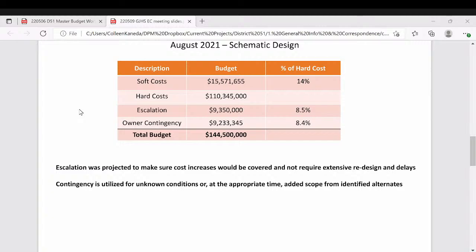Because I know all of you weren't here when we were developing this budget. Okay.